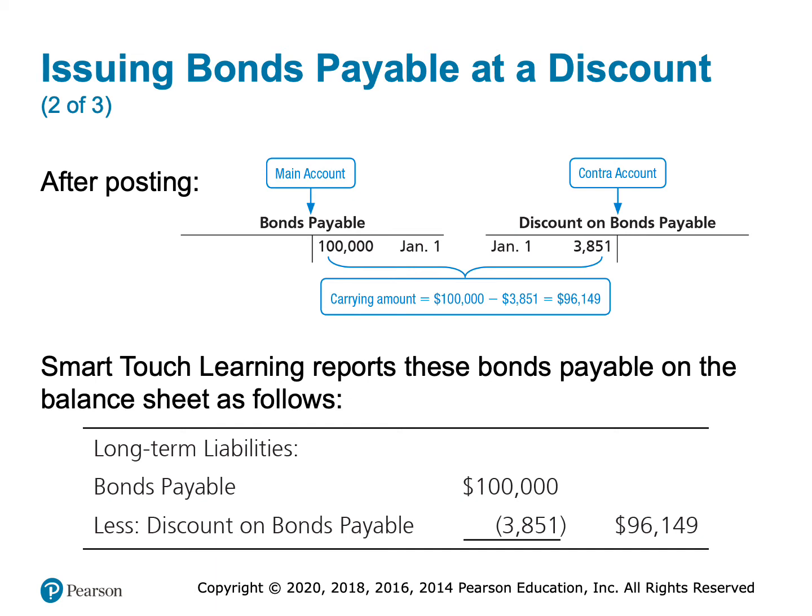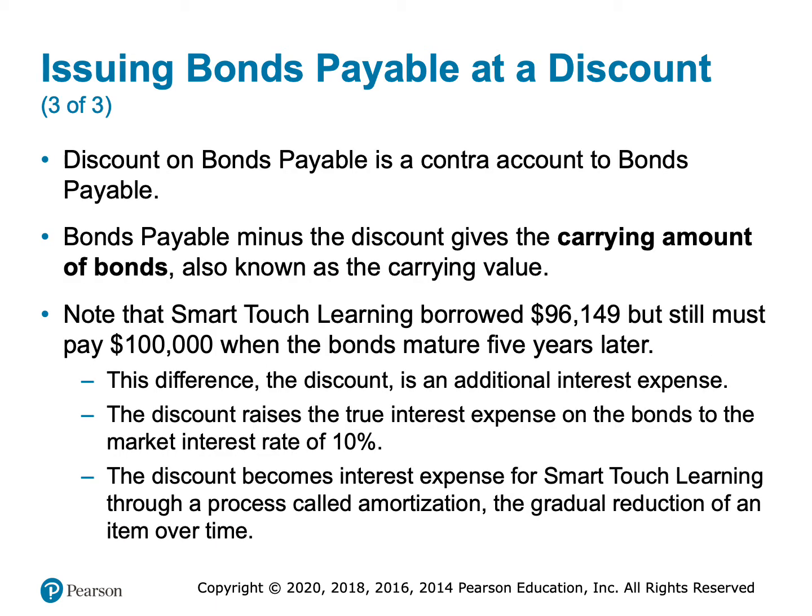Now, let me give you a chance to fill in your notes there. Discount on bonds payable is a contra liability. It has a normal debit balance. The bonds payable minus the discount gives us the carrying value, or again, you'll sometimes hear it called the book value.